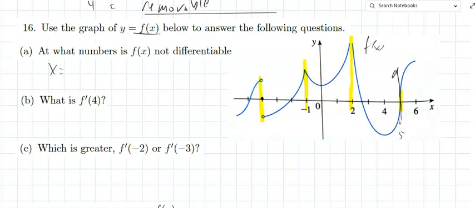So x equal negative 1, negative 2, negative 3. This is negative 4, negative 1, a corner or a cusp. At 2, it's not continuous. Again, if you don't see 5, that's okay. What is the value of f prime of 4? At 4, what's the slope of the tangent? That's 0.